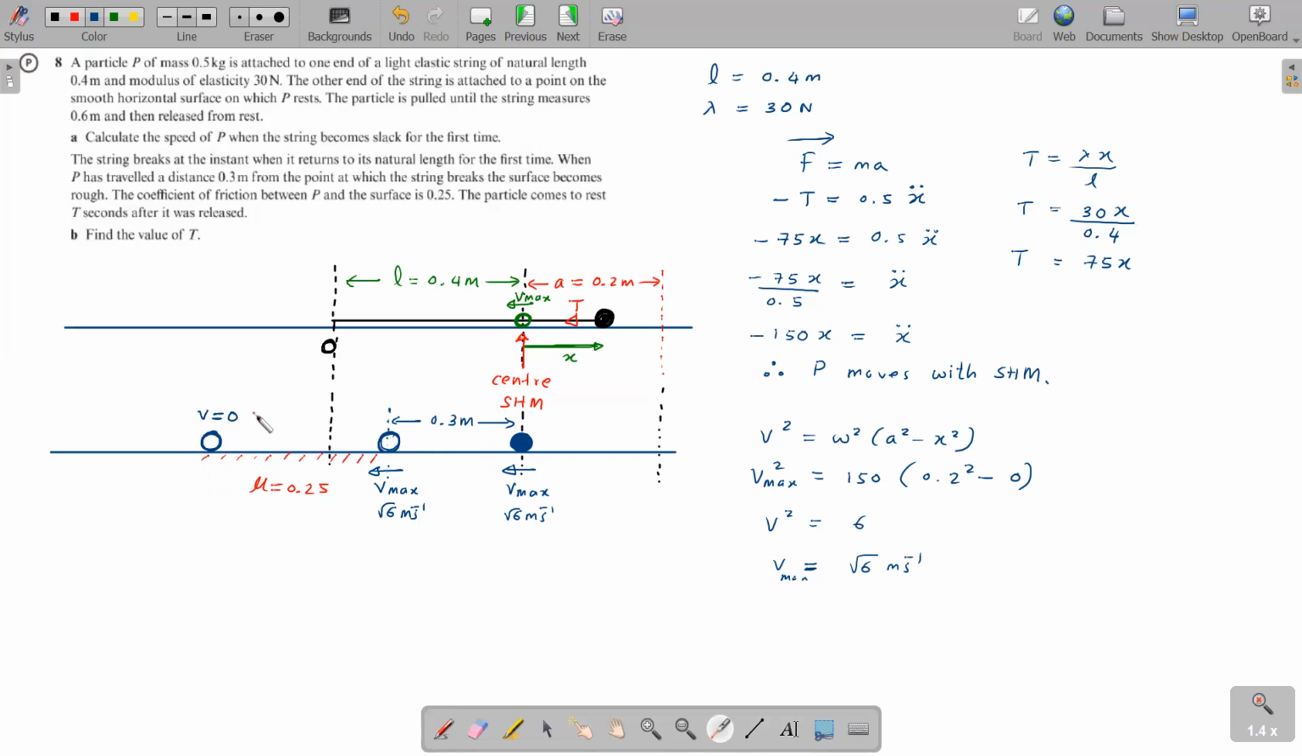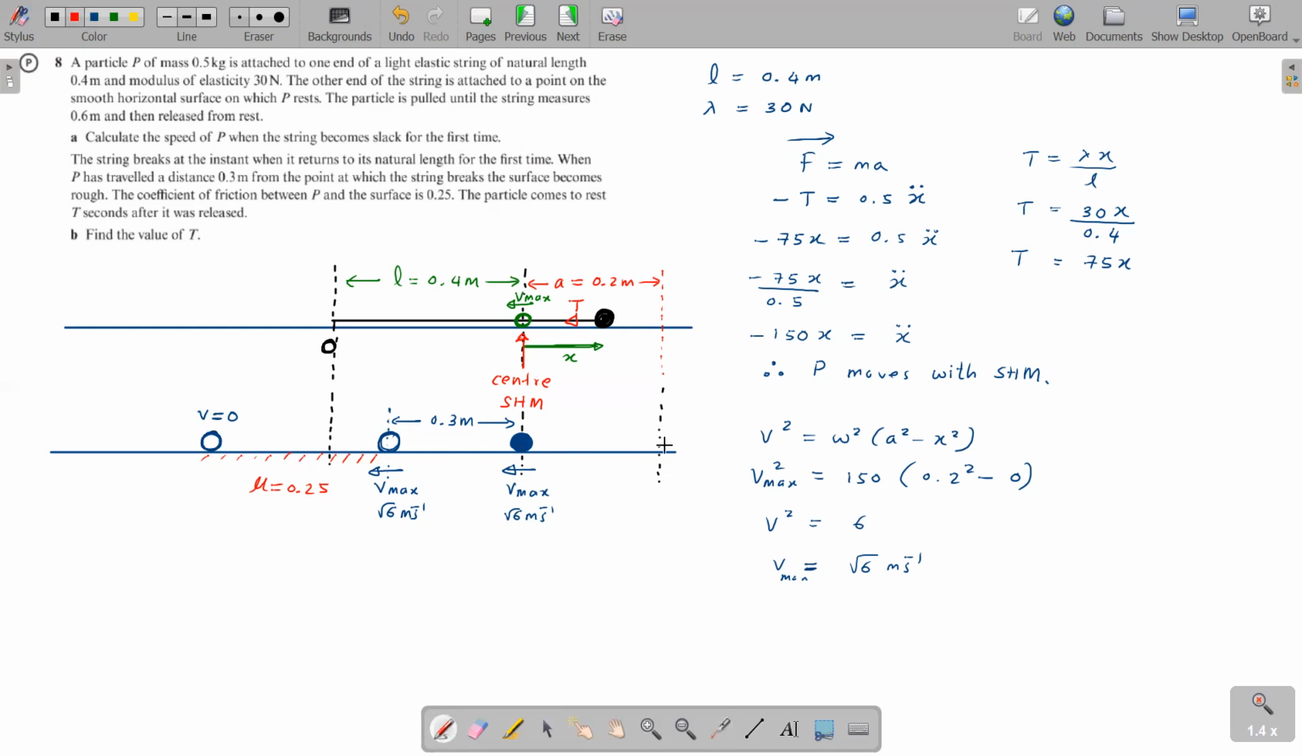They're saying the particle comes to rest T seconds after it was released. So T seconds means you are releasing from the amplitude, right? So you recall you release the particle from the amplitude. So for all of this motion, it's T seconds. They're asking you to find the value of T. So how do you do this? How do you break the time?